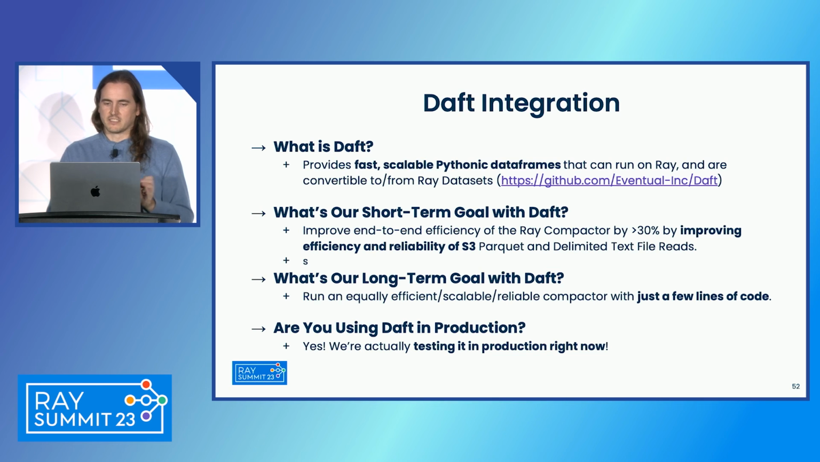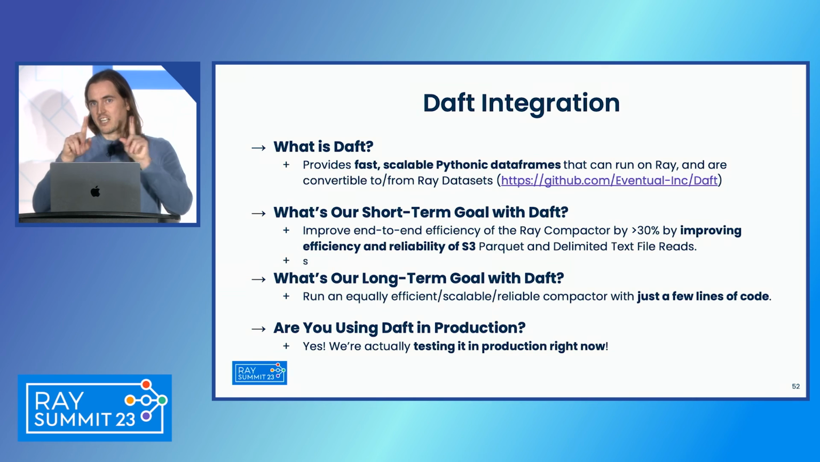And very quickly, some future work we're going to do. I want to call out the Daft project to you guys if you haven't heard of it. That's its link there on GitHub. It provides fast, scalable, Pythonic data frames that can run on Ray and convert to and from Ray data sets. Right now we're working with it. As you saw earlier, we had that materialize regression. That's all writing to S3. Reading and writing from S3 are key bottlenecks for our workflow, for tons of workflows, file I/O in general. We're working on solving that problem first with Daft.